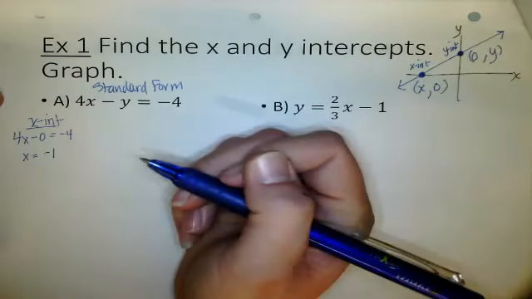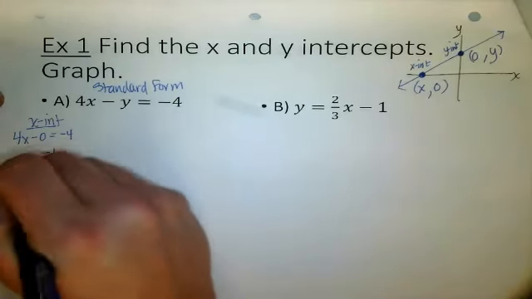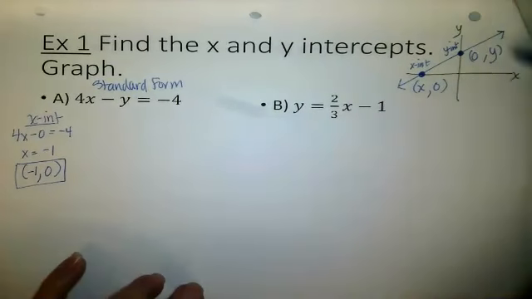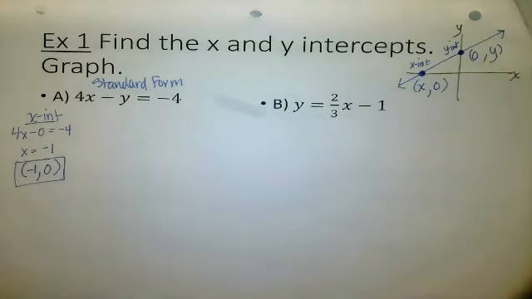Negative 1. All right, so our x-intercept would be negative 1 for the x, 0 for the y. When you understand what an intercept is, those ordered pairs tell you exactly what you do.